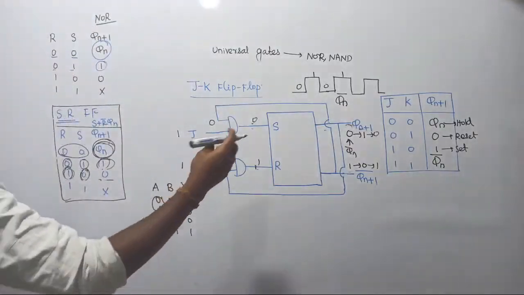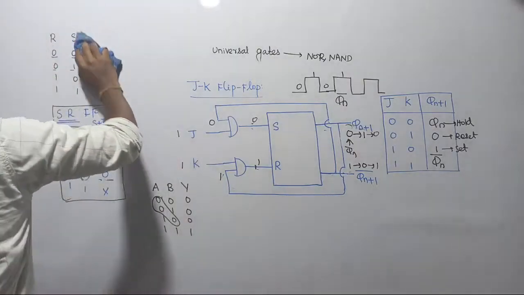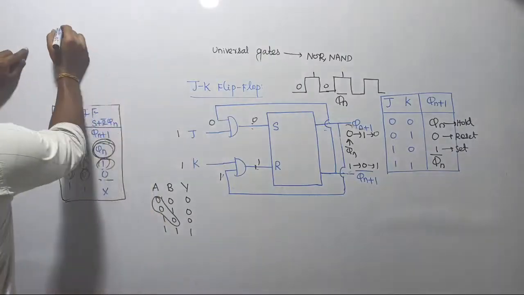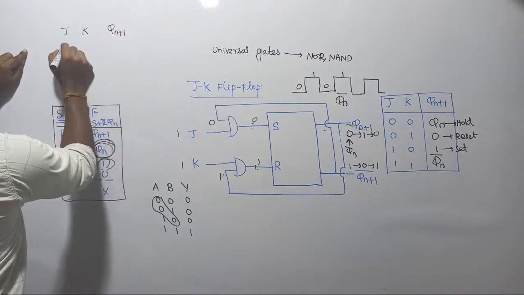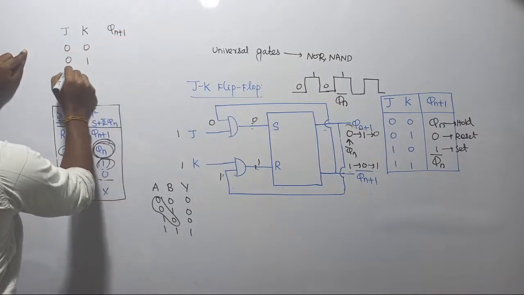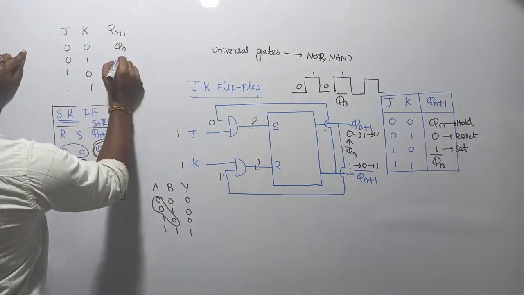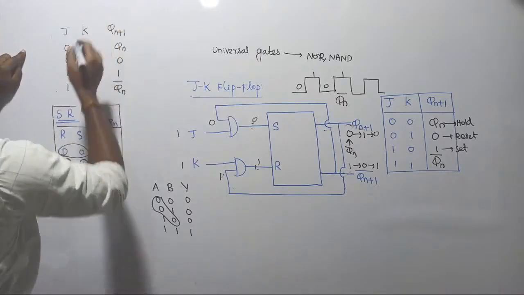So let me place this excitation table on the side. Now this table I don't want. Let's place JK flip-flop here. So JK and its corresponding output Qn plus 1, such that 0 0, 0 1, 1 0, 1 1. Immediately we are going to get Qn here. I think this is 0, this is 1, right? Yeah, this is going to be Qn bar. That is the truth table of JK flip-flop, right?